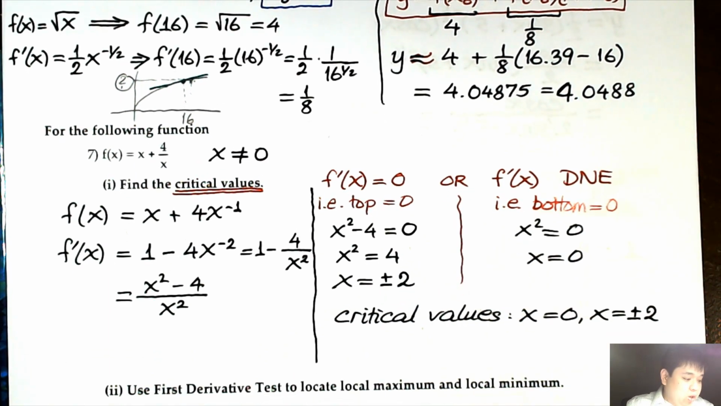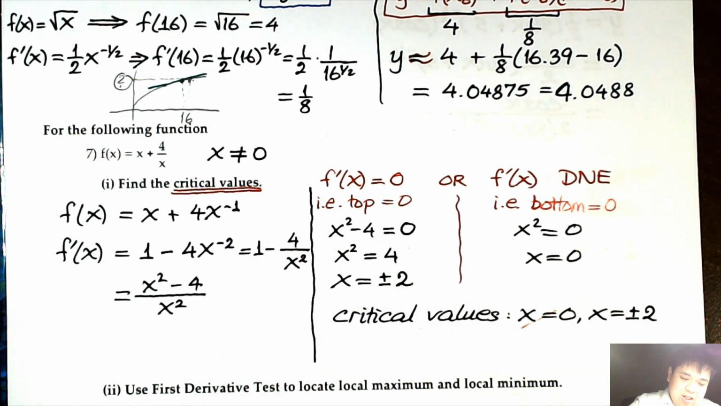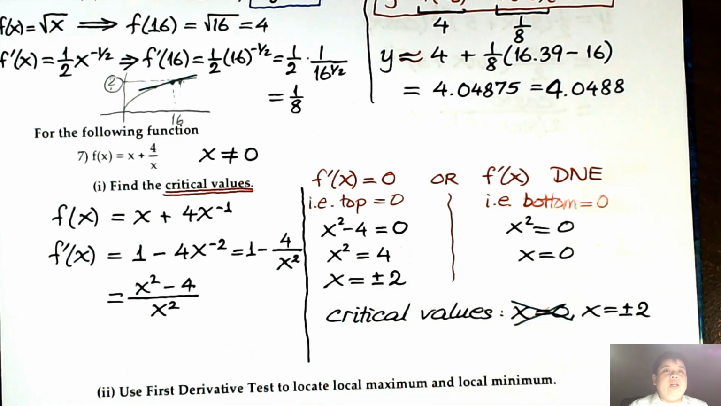Only one thing though, we did mention that whatever the critical values are, the function has to be defined. So in that case, we don't have x equal to 0 as a critical value. So that's what we do when we take the derivative: take the derivative and set it equal to 0 or where it does not exist. That gives us the critical values. But notice that the function has to be defined at those values of x.